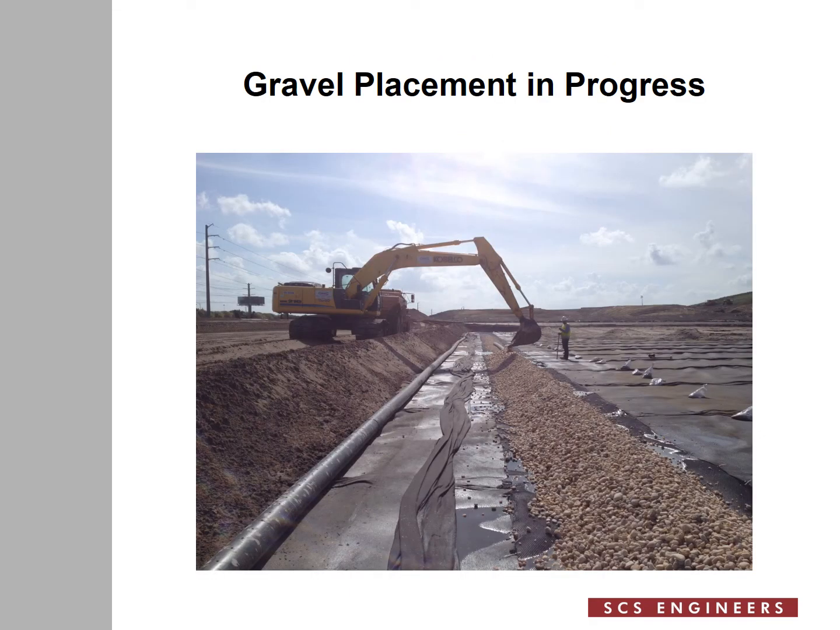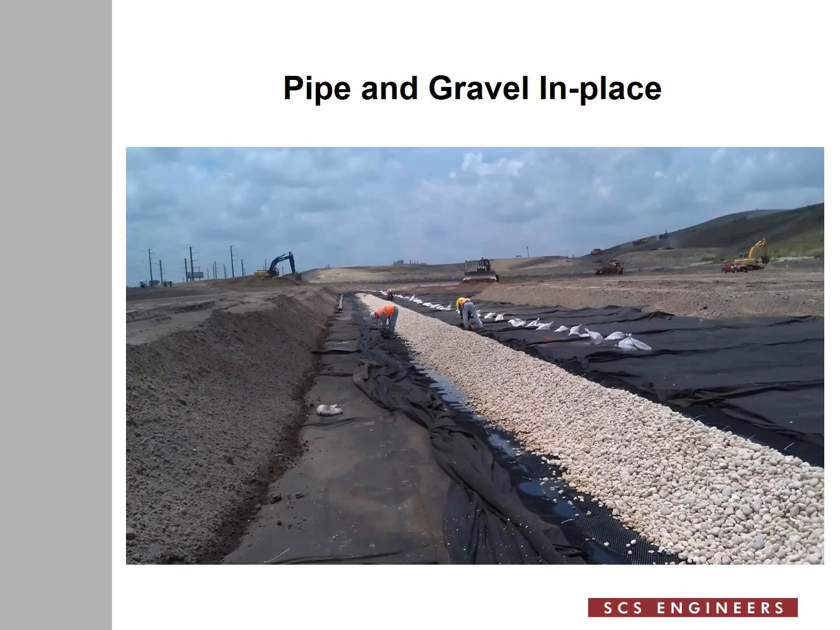Here the gravel placement above the pipe is in progress. The textile that will be pulled over the gravel is sitting on the left side, and when gravel placement, shaping and forming of gravel is completed, the textile gets pulled over it. Here it shows the gravel is already placed above the pipe, shaped and formed, and the next step is to pull the textile over gravel.